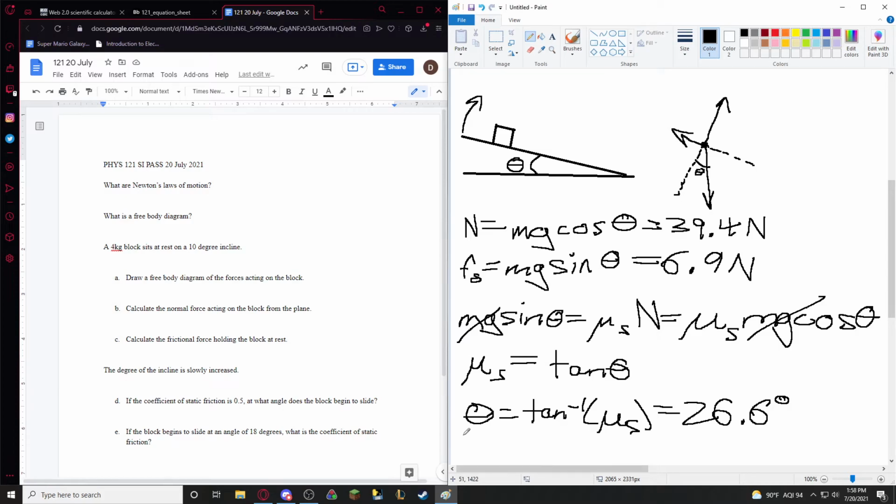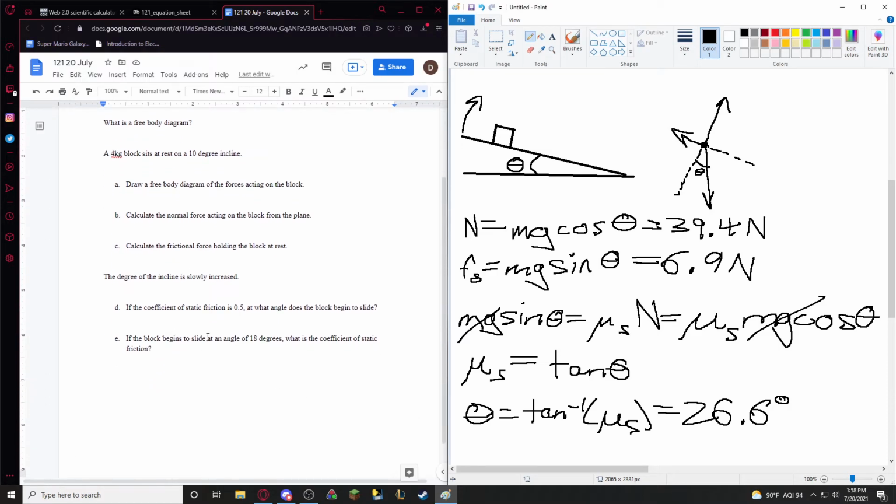Pretty convenient in terms of calculating. So how would we calculate our coefficient of friction if instead of being given the coefficient of friction and finding what angle the block begins to slide, we are given the angle at which it begins to slide? How do we calculate the coefficient of friction?